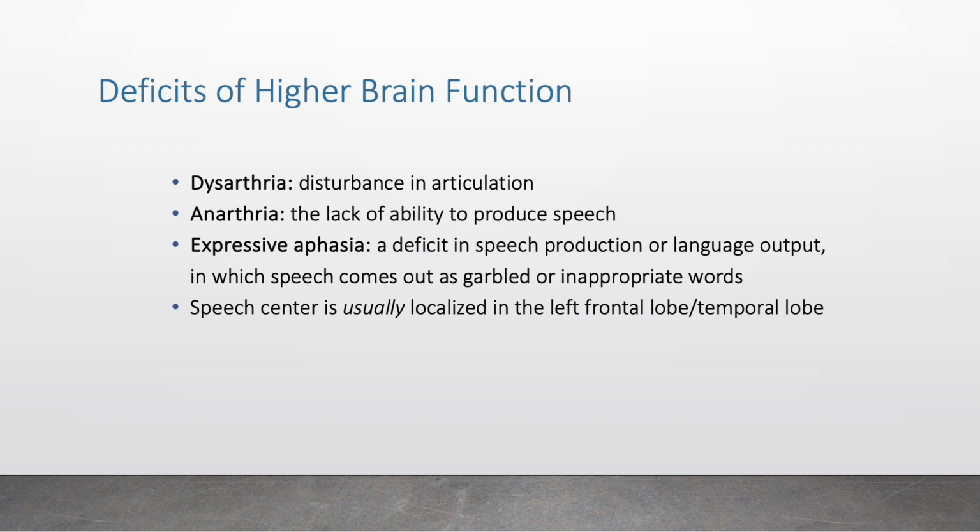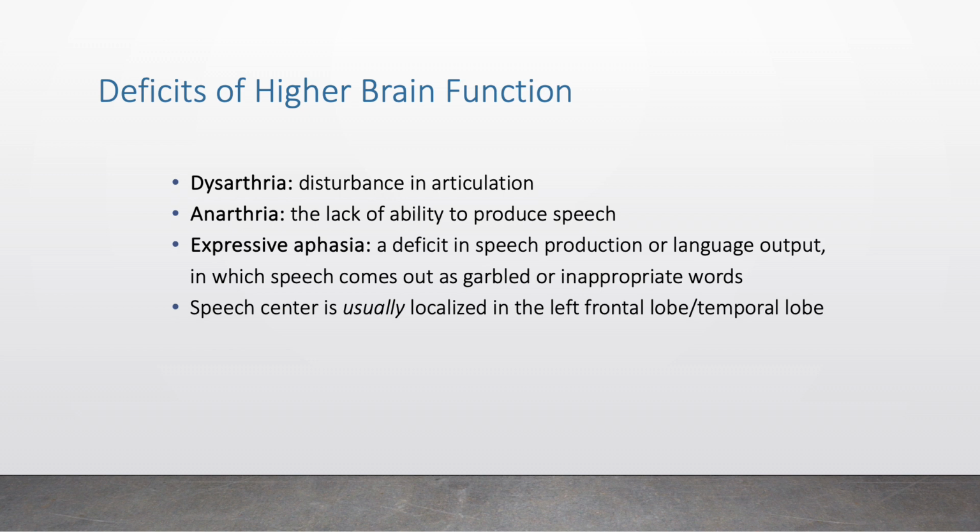Dysarthria refers to motor speech disorder characterized by difficulty in articulating words due to weakness, paralysis, or incoordination of the muscles involved in speech production. This can result in slurred speech, imprecise articulation, and difficulty controlling the rate and rhythm of speech. Dysarthria can arise from damage to the motor cortex, cranial nerves, and other motor pathways involved in speech production.